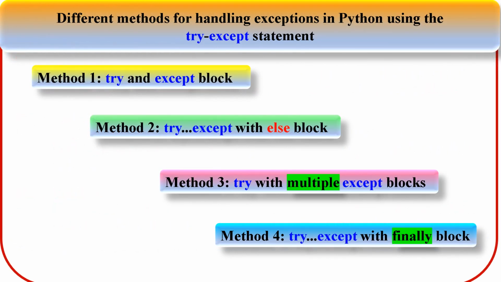You can use the try except statement to gracefully handle exceptions. Here are the different methods for handling exceptions in Python. Method 1. Try and except block. Method 2. Try except with else block. Method 3. Try with multiple except blocks. Method 4. Try, except with finally block.